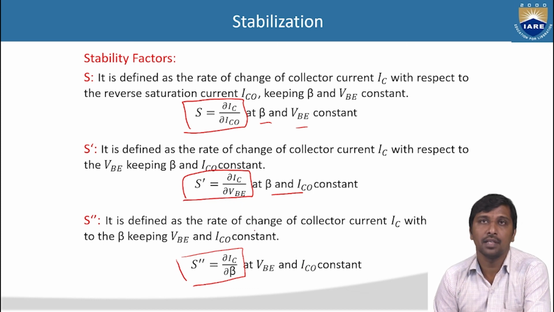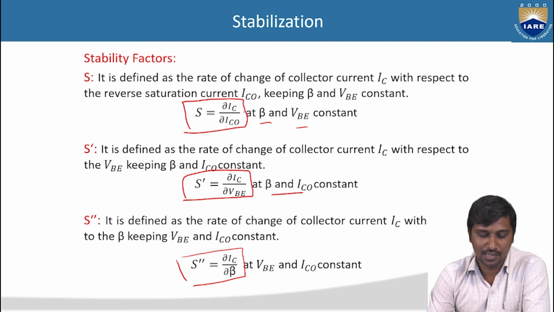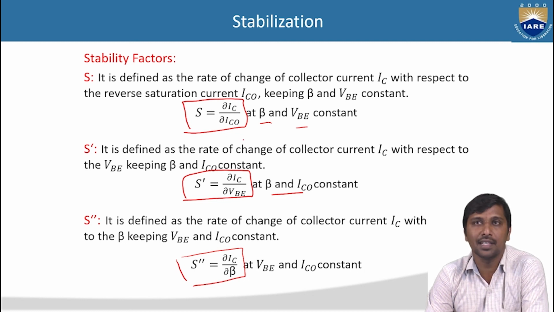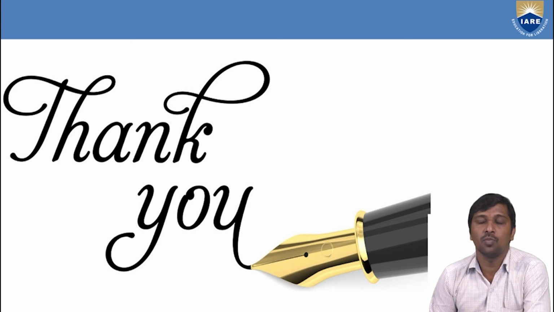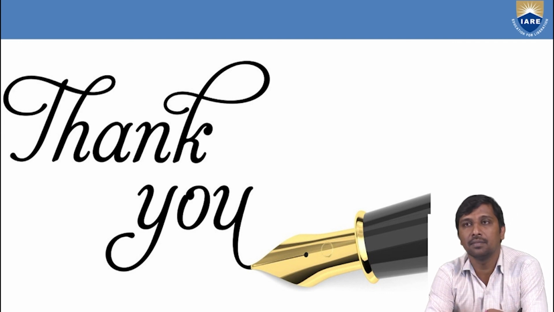By using these three parameters, S, S dash, and S double dash, we define the stability factor. In all these cases, we identify how the collector current changes with respect to the change in reverse saturation current, the change in base to emitter voltage, or the change in DC current gain. Along with this, we need to maintain proper stabilization techniques to maintain a proper Q point to produce faithful amplification. Up to this point, today we discussed transistor biasing, how we make the biasing, and how to maintain the stabilization with respect to the temperature dependent parameters.